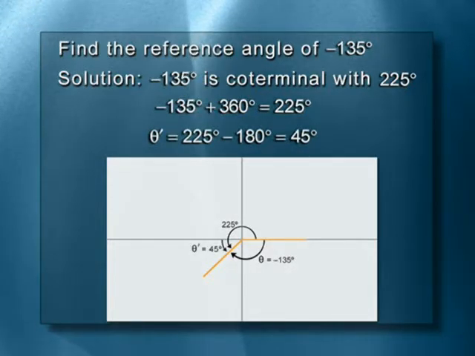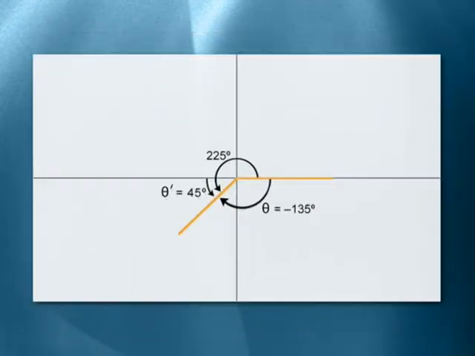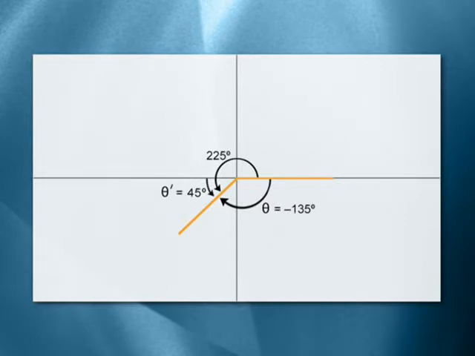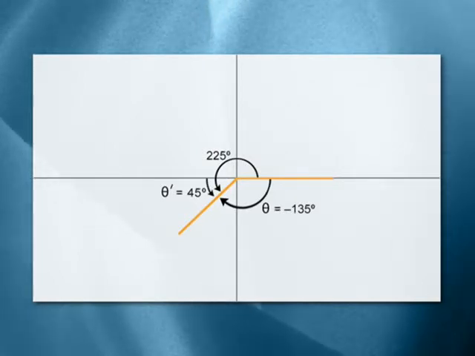Again, a picture is worth 1,000 words here. I've drawn here minus 135 degrees. It's a negative angle, and it's over there in the third quadrant. It's coterminal with 225, which I've also indicated. And finally, that angle makes an acute angle of 45 degrees with the x-axis. So the reference angle is 45 degrees. All right, great. Can we find reference angles? I think we can now. Let's go to the final step.